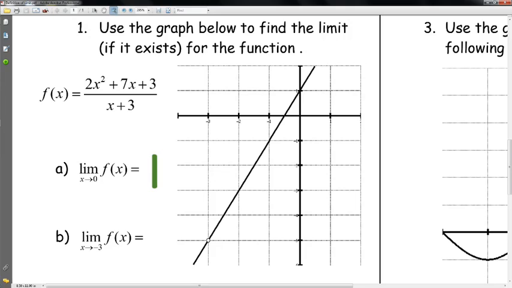So now let's look at the limit of f of x as x approaches negative 3. We have negative 3 located right here. That's our x coordinate. So let's look down to see. It looks like they're focusing in on our hole.